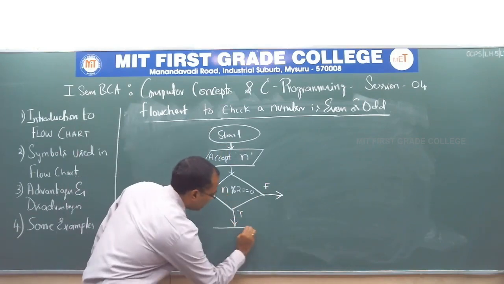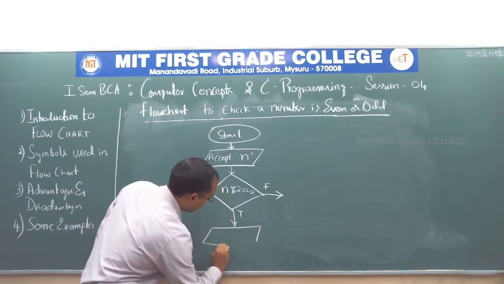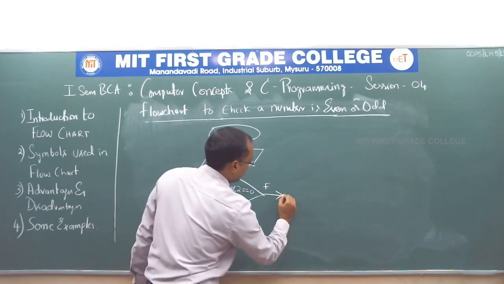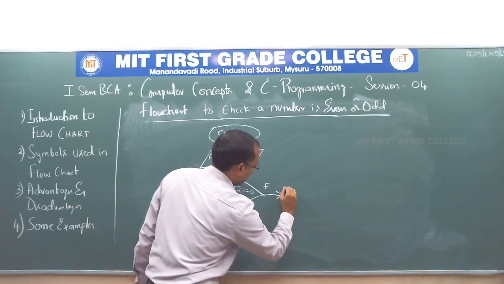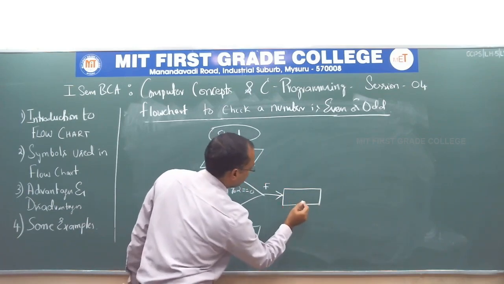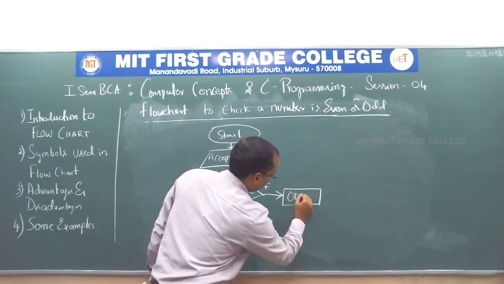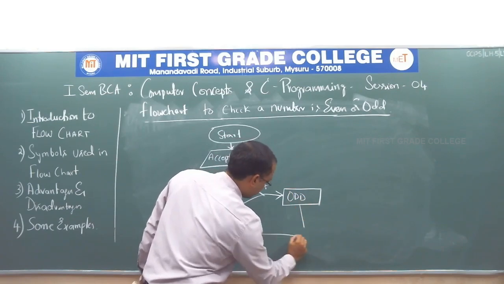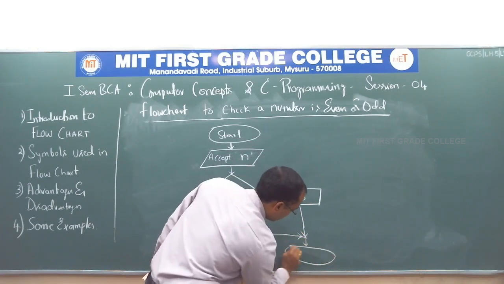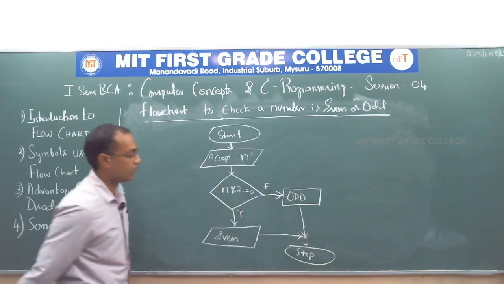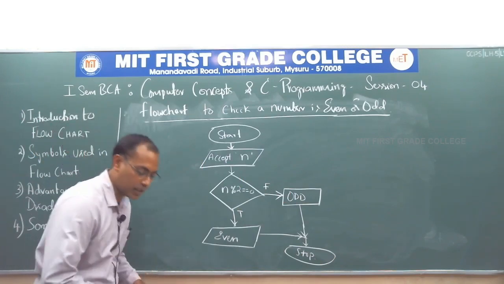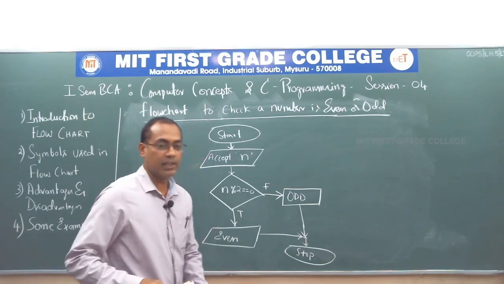If it is true, then the number is even, use the parallelogram to display it. If the remainder is not 0, then it is an odd number. Connect these two like this and stop or terminate the flowchart. So this is the flowchart to check whether a number is even or odd.